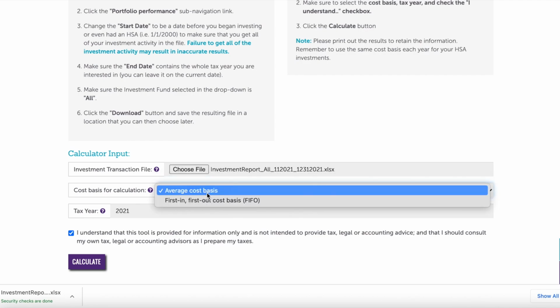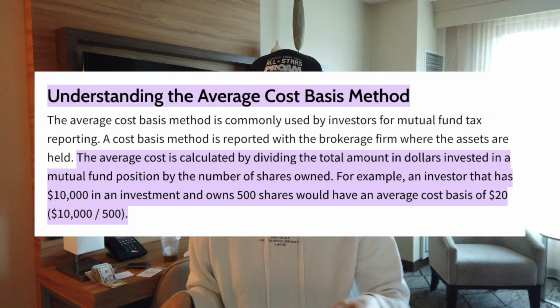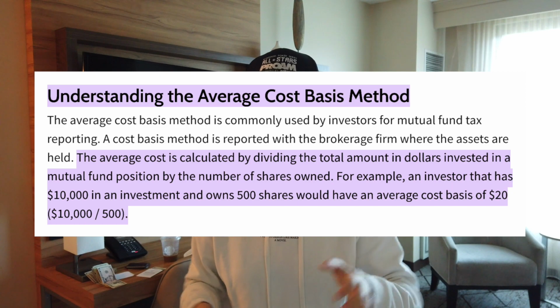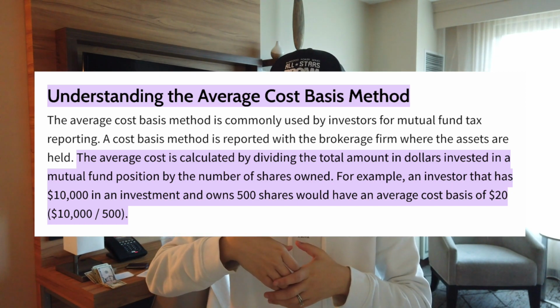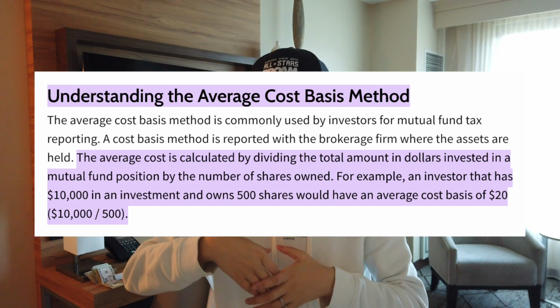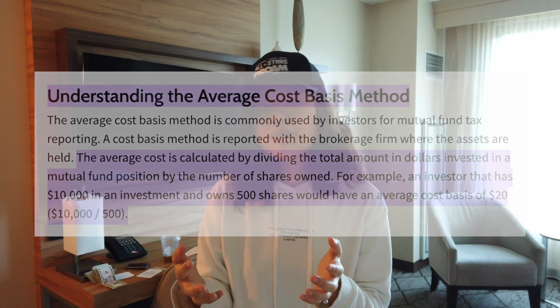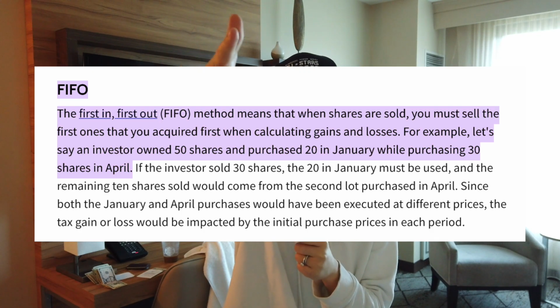So there are two options, either the average cost basis or the FIFO, also known as first in, first out. Let me just quickly explain the difference of the two. The average cost basis method essentially looks at the total number of dollars you invested and divides that number by the number of shares you bought. So for example, if you have $10,000 in investment and own 500 shares, then that would mean a $20 average cost per share. And the FIFO, as the name suggests, is actually going to take into account your earliest investment.